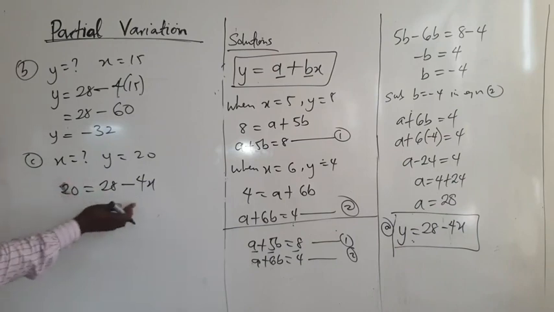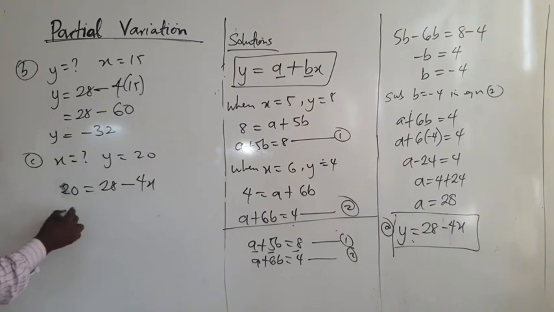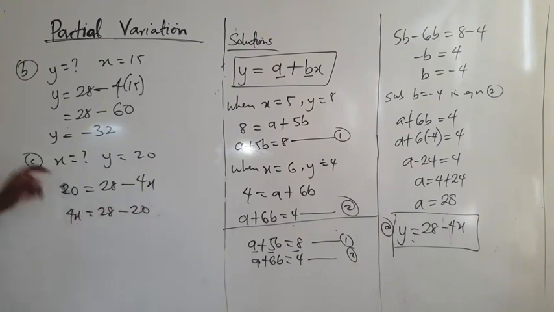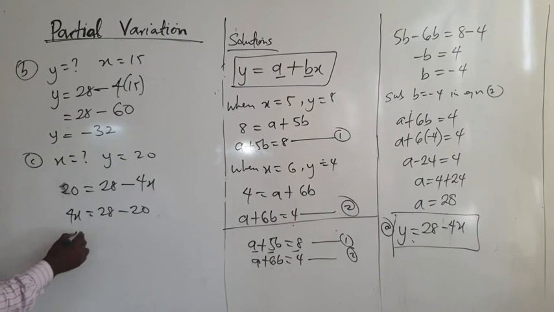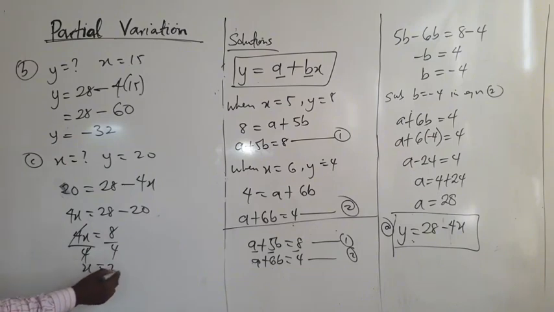So we bring this to this side. That gives you 4x equals to 28 minus 20. This is minus here, when it comes here, it changes to plus. This is plus, it becomes minus. So that means 4x equals 8. Divide both sides by 4. Therefore, x equals 2. So that's that on this example.